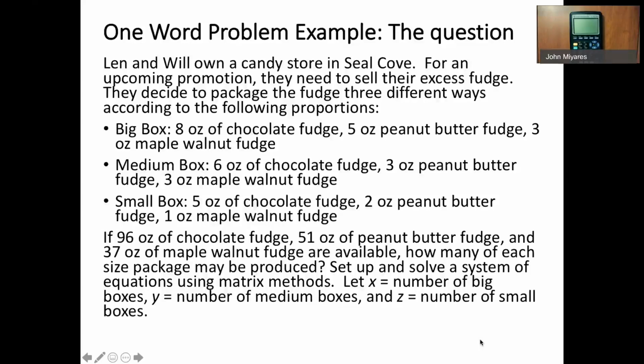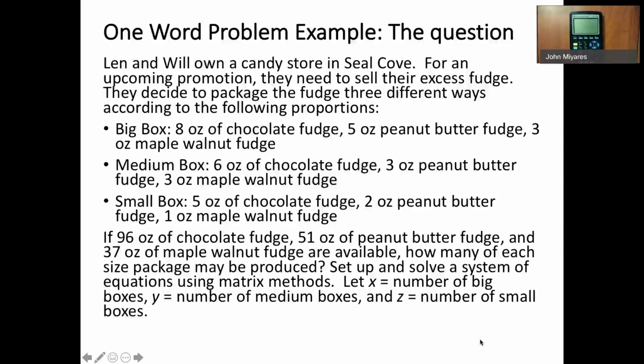A medium box will contain 6 ounces of chocolate fudge, 3 ounces of peanut butter fudge, and 3 ounces of maple walnut fudge. A small box will have 5 ounces of chocolate fudge, 2 ounces of peanut butter fudge, and 1 ounce of maple walnut fudge. If 96 ounces of chocolate fudge, 51 ounces of peanut butter fudge, and 37 ounces of maple walnut fudge are available, how many of each size package may be produced? Set up and solve a system of equations using matrix methods. Let x equal the number of big boxes, y equal the number of medium boxes, and z equal the number of small boxes.